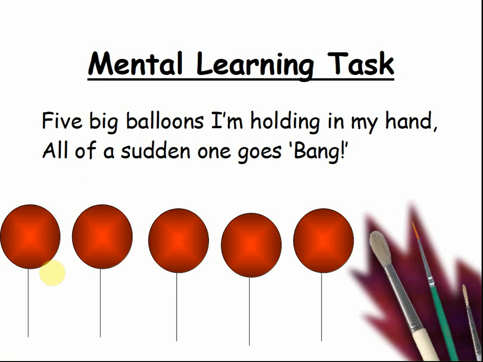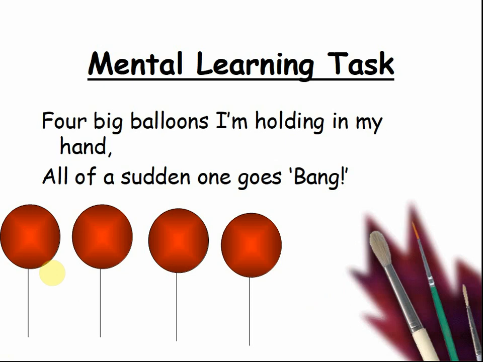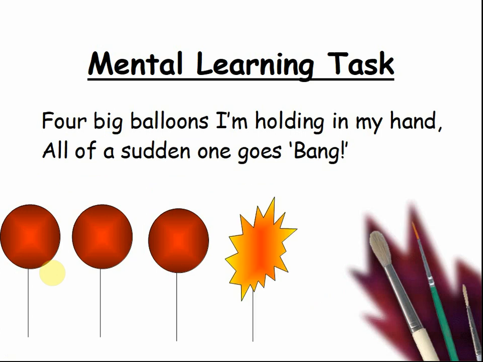5 big balloons I'm holding in my hand. All of a sudden, one goes bang. How many do I have now? I have 4 balloons. So 5 take away 1 is 4. 4 big balloons I'm holding in my hand. All of a sudden, one goes bang. How many do I now have? It is 4. Take away 1 makes 3.